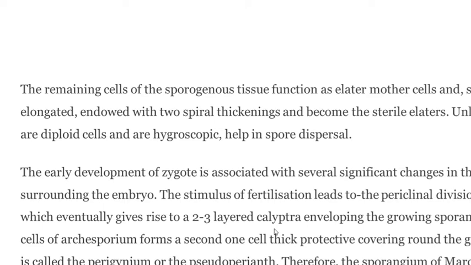The early development of the zygote is associated with several significant changes in the gametophytic tissue surrounding the embryo. The stimulus of fertilization leads to peripheral divisions of the venter wall, which eventually give rise to a three-layered calyptra enveloping the growing sporangium. A ring of basal cells of the archegonium forms a second, one-cell-thick protective covering round the growing sporangium. It is called the perigynium or pseudoperianth. Therefore, the sporangium of Marchantia develops three gametophytic coverings: calyptra, perigynium and perichaetium.